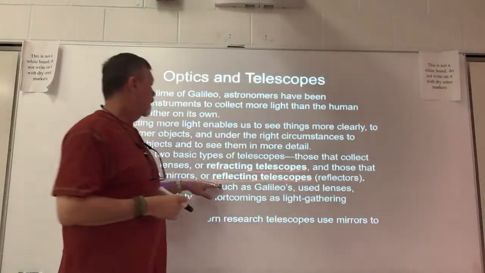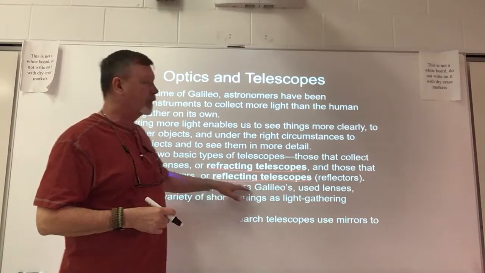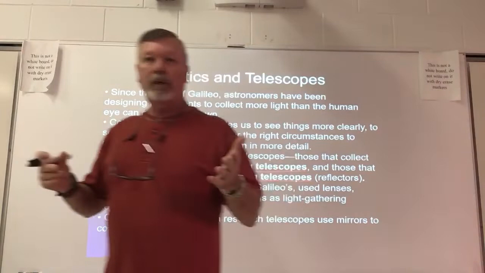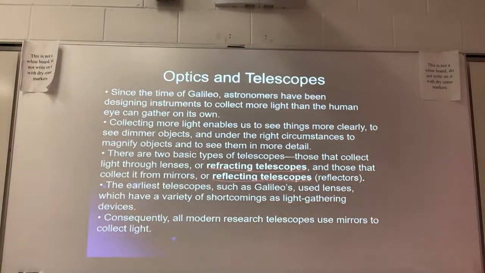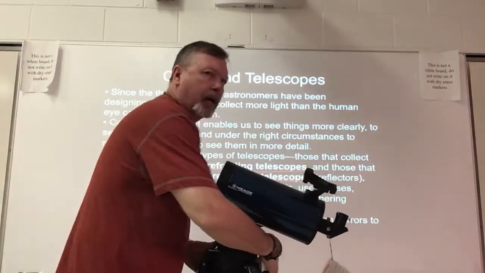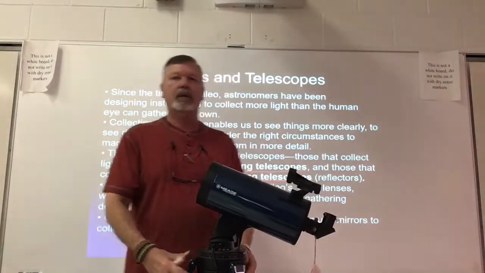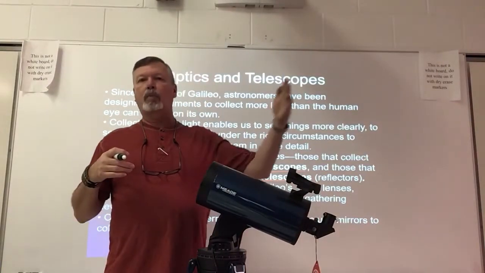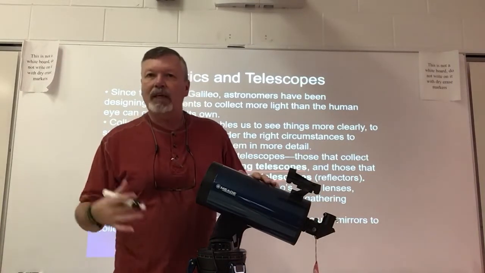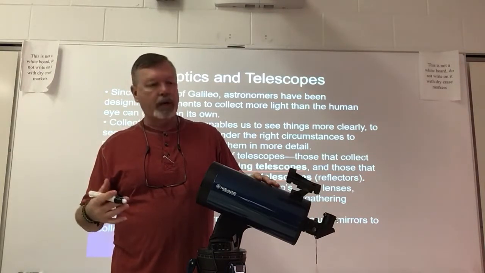The second type, the kind we use today for the most part, reflecting telescopes. Again, normally they're a tube shape, okay? Let me go get one so you can see it. Here's one of the ones that we have here at school. This is a reflecting telescope, whereas a refracting telescope used a lens in the front and an eyepiece lens in the back. Reflecting telescopes, reflecting, so you're talking about a mirror type of thing going on, and that's exactly what they use.